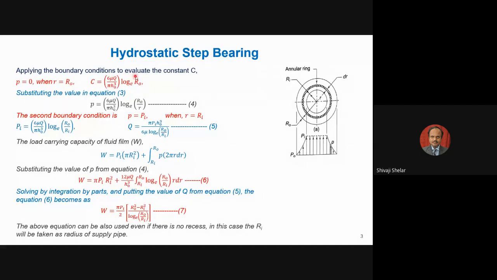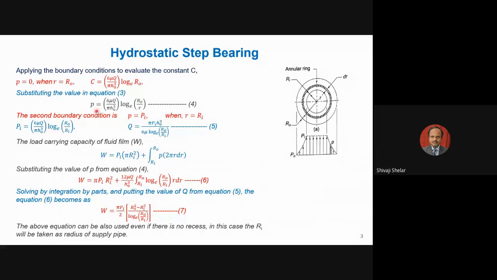Now this value can be substituted in equation 3. This equation 3 is in the previous slide. So the equation for pressure at any location, P is equal to 6 mu Q upon pi h naught cube into log of Ro upon small r. There was a negative sign, so the negative sign will become a division there. So this is with positive sign, so Ro will come as numerator and r will come as denominator, log of Ro upon small r.